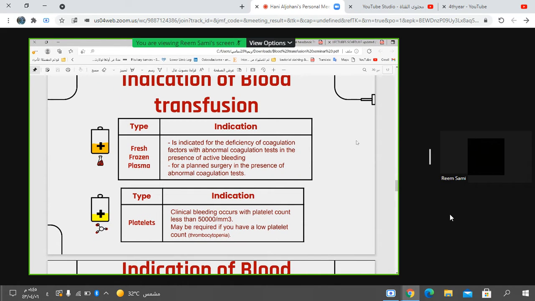We can use it when your patient has a deficiency of coagulation factor, and when you do a coagulation test, the result is abnormal in presence of active bleeding, or when you're planning for surgery. What about the platelet? Clinical bleeding occurs with platelet count less than 50,000 per cubic millimeter, and maybe when there is thrombocytopenia.